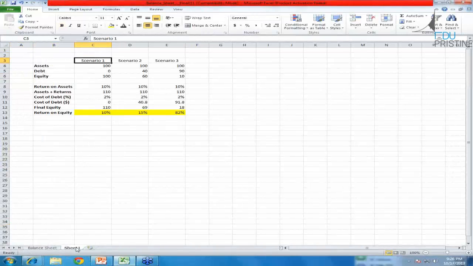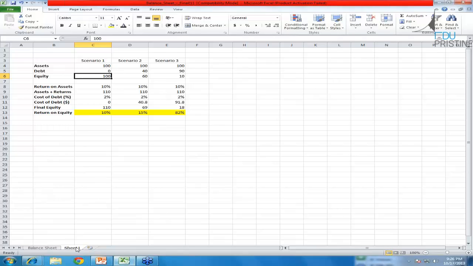Going back to this, in scenario 1, I said my assets are $100, I have no debt, and that means all of the money that I'm investing into these assets is my own money. Now let's say I utilize my assets to generate 10% per year. So at the end of 1 year, I will have $110 as my assets. I started with 100, 10% return, I'm at 110.